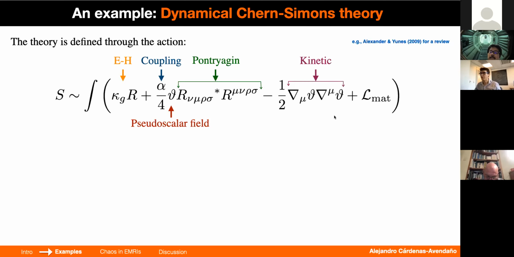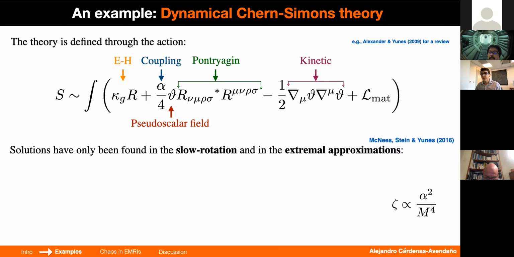And if I have matter in this field. So in vacuum, and if I neglect this kinetic term, this is how this theory will be described. And this is a well-defined, well-motivated theory of gravity. If you want to know what I mean precisely by well-motivated, I can talk later. But the point is that the solutions in this theory have just been found either in the slowly rotating limit or in the extremal approximation.